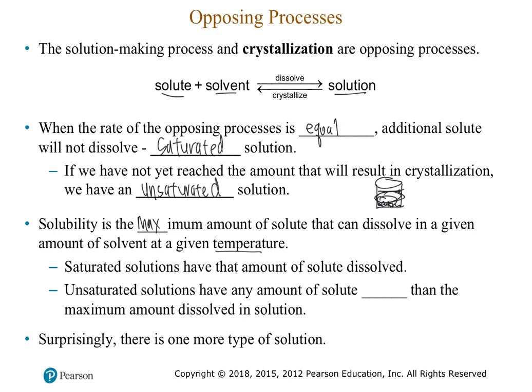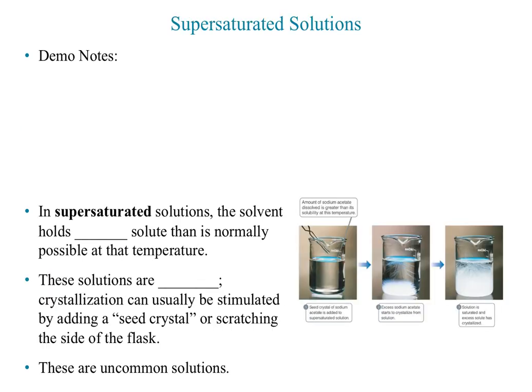So saturated solutions are at their solubility, so they have reached solubility of that solute in the solvent, and unsaturated solutions have less than that amount. And then there's one more, which we'll get to now. So supersaturated solutions are when our solvent has more solute than it should at that temperature. So these are very unstable.